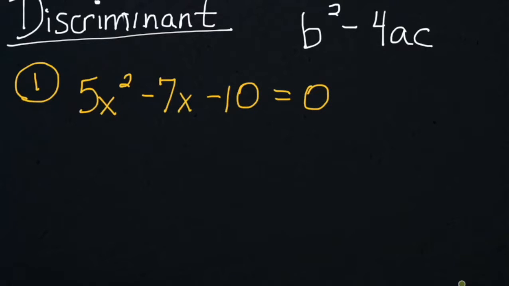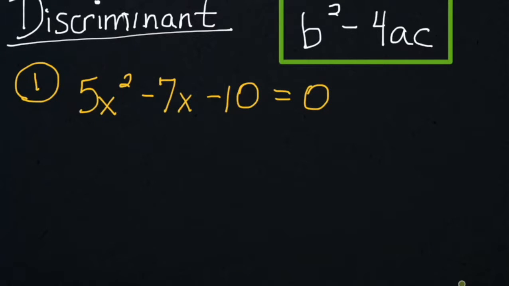Now, the first three problems just deal with the discriminant. Remember, the discriminant is b squared minus 4ac. And that's what we use in every single problem where we're just using the discriminant. It tells us how many solutions and the type.